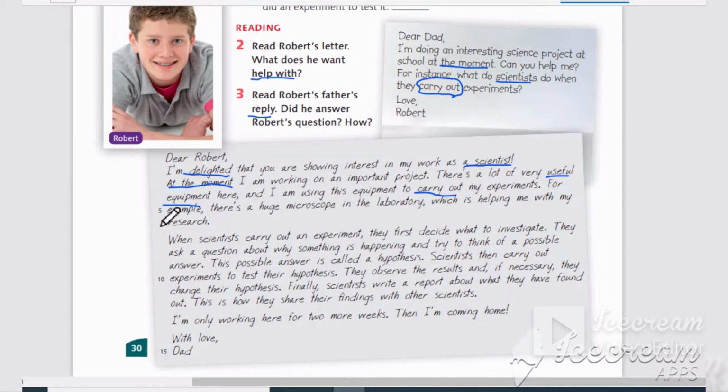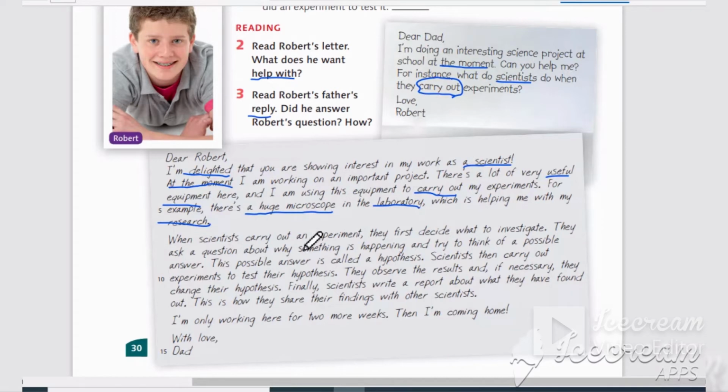For example, there's a huge microscope. في a huge يعني في عنده إيش مجهر ضخم. In the laboratory المختبر which is helping me with my research بيساعده في أبحاثه. When scientists, now he will answer him. This is the beginning of the letter. هاي المقدمة. مش احنا حكينا مقدمة وعرض وخاتمة. هاي أساسيات الرسالة. At the end of the lesson I will tell you, and you have to find out what type of letter this is. Is it a formal letter or informal letter?